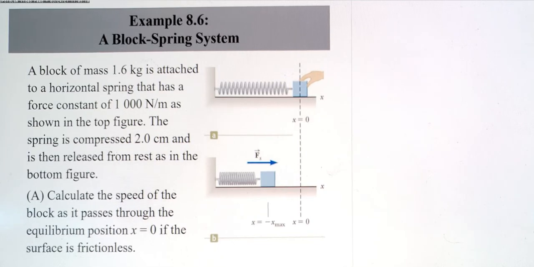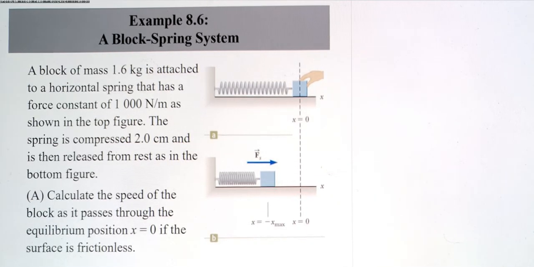A block of mass 1.6 kilograms is attached to a horizontal spring that has a force constant of 1,000 newtons per meter. As shown in the top figure, the spring is compressed 2 centimeters and is then released from rest, as in the bottom figure. A. Calculate the speed of the block as it passes through the equilibrium position x equals 0 if the surface is frictionless.